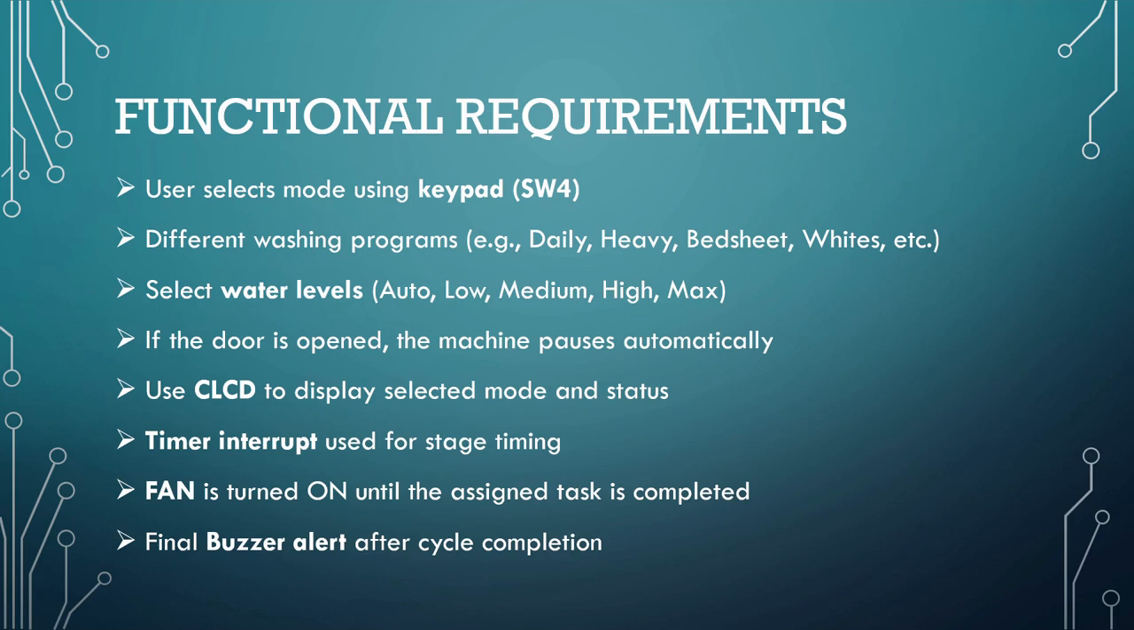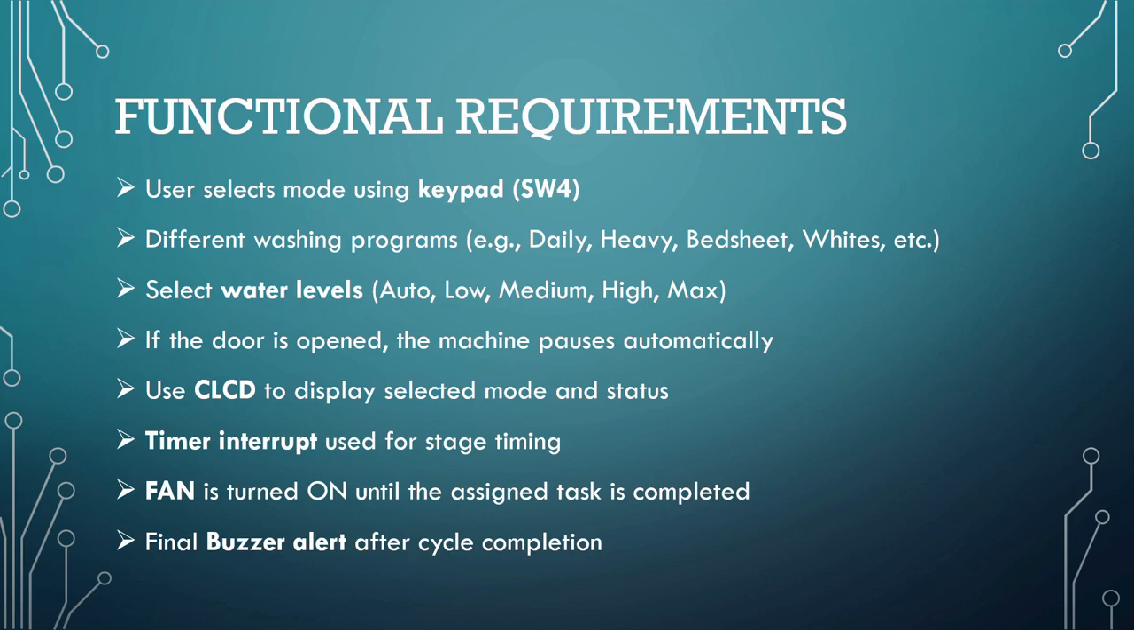The system was designed with several functional goals in mind. The user controls the system through switches to select the desired washing mode. After that, they choose a suitable water level, for example, auto, low, medium, high, or max. A key feature I added is that if the door is open during any part of the cycle, the machine pauses automatically. This simulates a real world safety behavior.